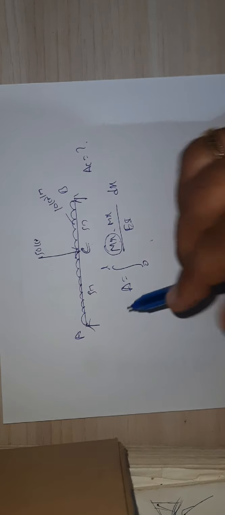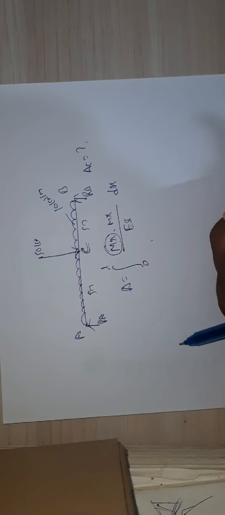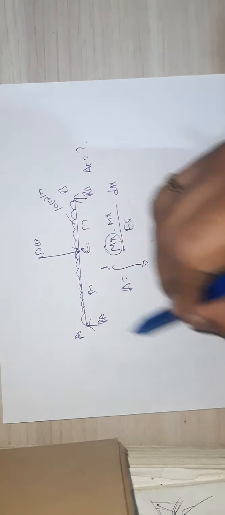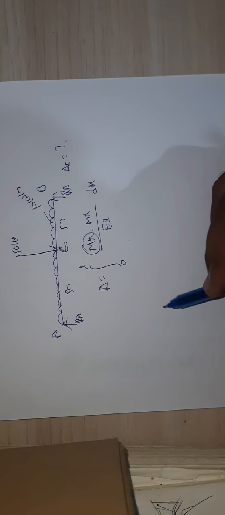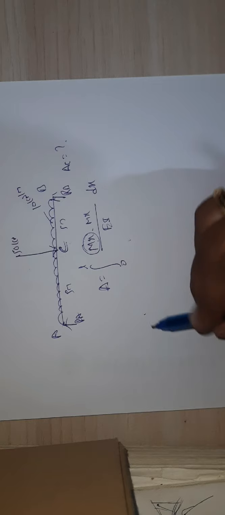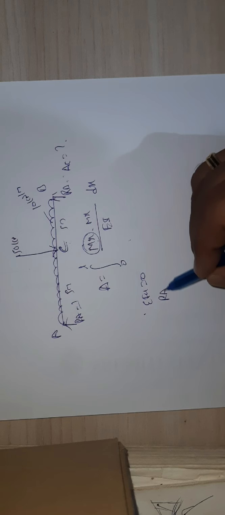Now let us consider the same beam. First we need to find the reactions at the supports. Let us find the reactions. What are RA and RB? Use sigma Fy equals 0: RA plus RB equals 10 into 10 plus 50, so it is 150.